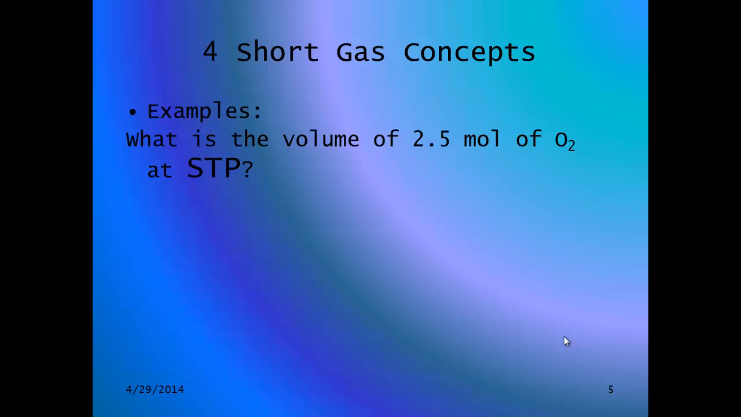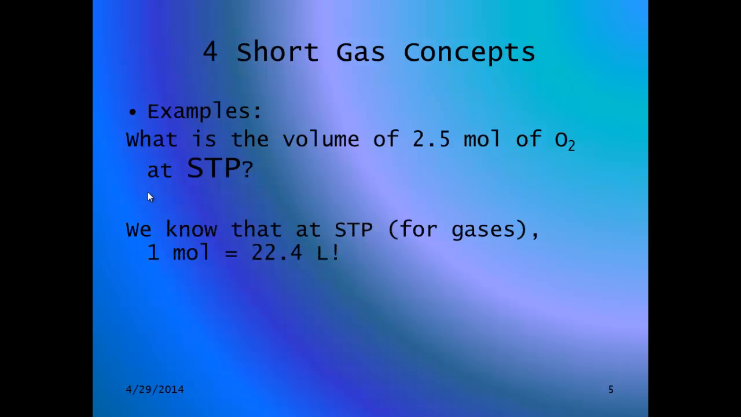So how do we use this idea? What is this for? We can use this 22.4 liters at STP to make some of our gas calculations a lot easier. The key here is that you have to recognize that this 22.4 liters, the math that I'm going to show you, is only good when you're at STP. If you're not at STP, then you have to use one of the other equations we've already learned. So, let's see an example. What can we do with this? What is the volume of 2.5 moles of oxygen at STP?